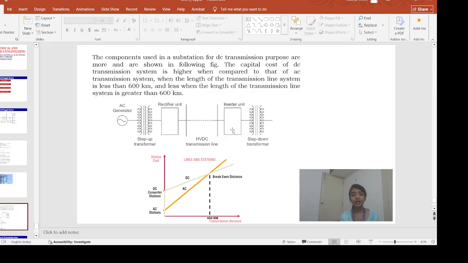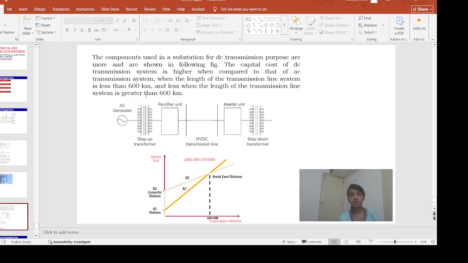Due to these costly converter stations at the sending side and the receiving side, the cost becomes very high if we use the DC transmission system when the length of the transmission line is less than 600 kilometers. So for those cases it is always economical to use the AC transmission system. But when the transmission line length is greater than 600 kilometers, then what will happen? When you are transmitting electricity as AC, the AC is continuously changing the polarity, right?